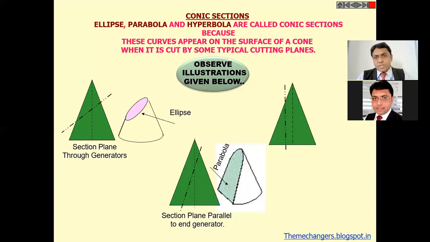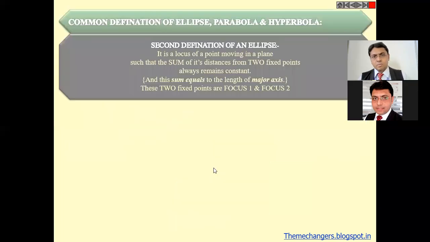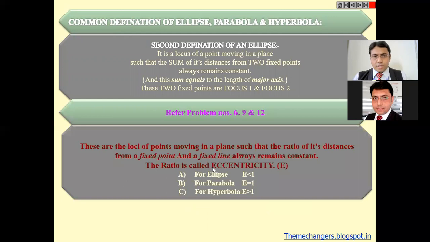This is the first feature which I have already discussed in our previous videos. One cone is cut by a cutting plane at different positions, and these curves appear on the surface of the cone when it is cut by typical cutting planes. The ellipse, parabola and hyperbola are shown here, with their cut surfaces following the section plane parallel to the end generators, section plane through generators and section plane parallel to the axis. These are the 3 basic positions of the cutting plane which cuts the cone.